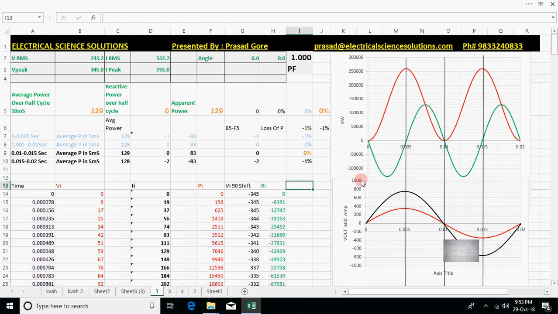This is another graph, for different quantities we have made. It is averaged over a complete half cycle, but here this is the average over the complete cycle. This is basically the power that is shown on any meter.